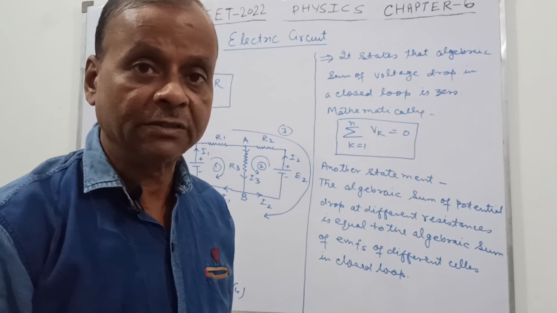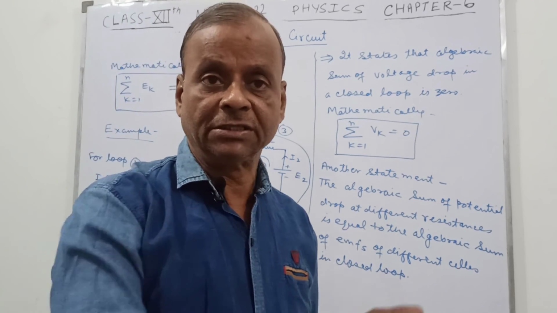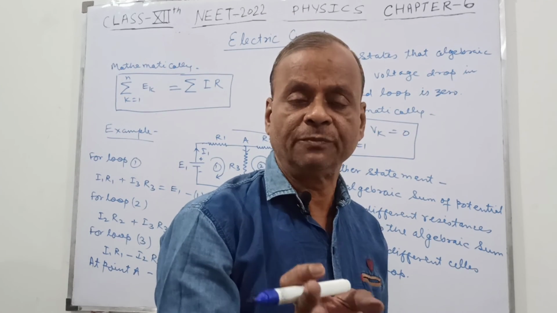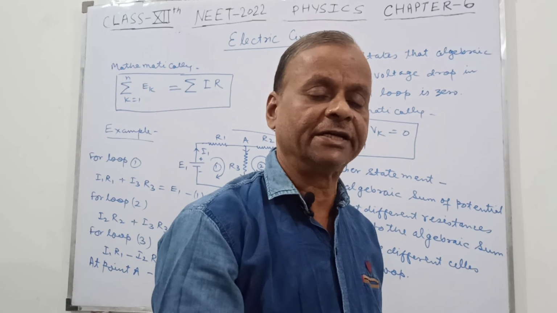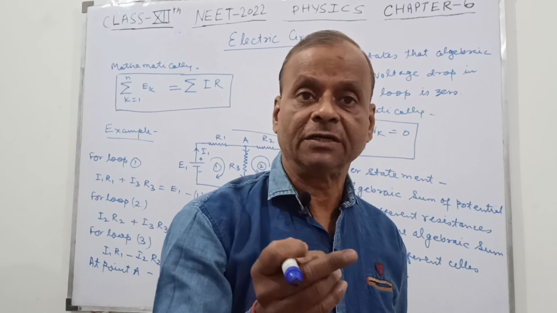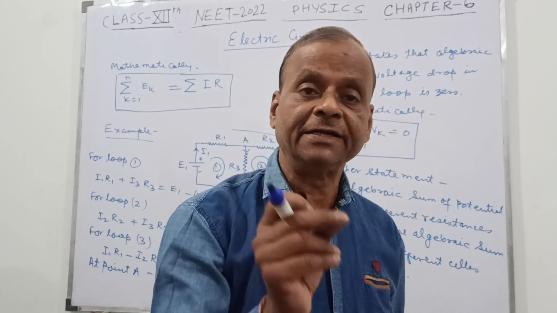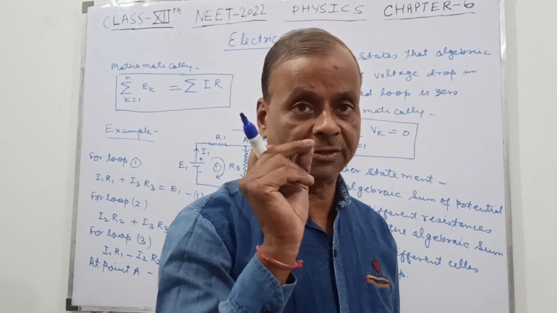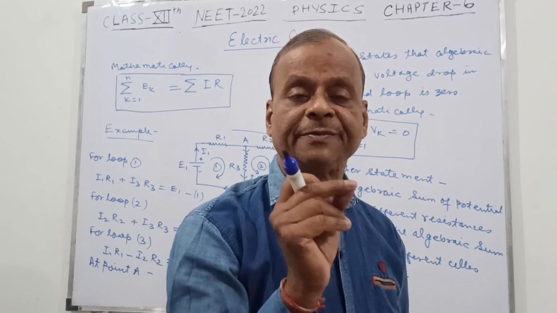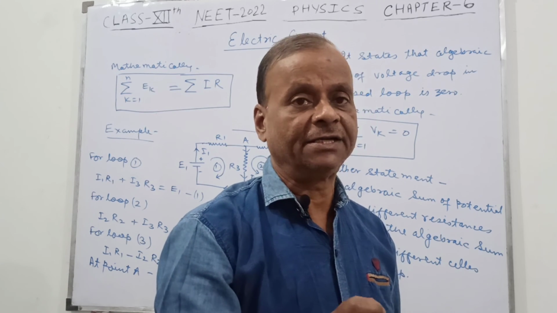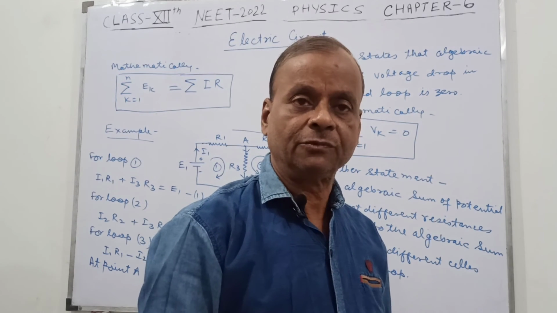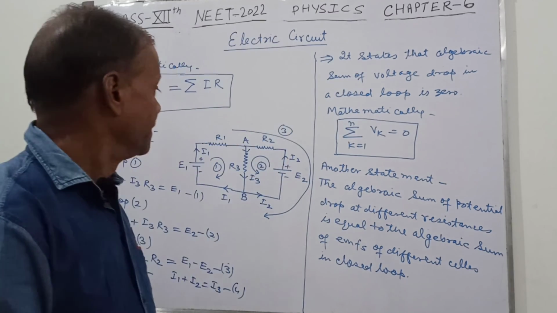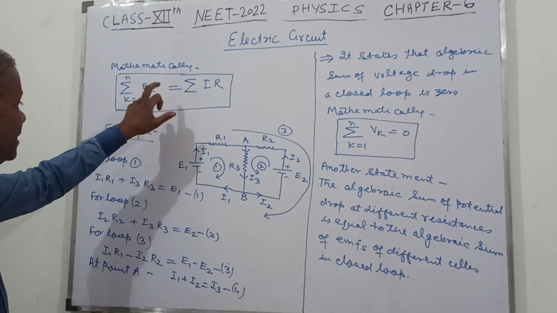Remember that if the current flowing in the circuit is in the preferred direction, then it is taken to be positive. If it is opposite to that, then it is negative. And in case of the cells, when the current enters at the negative terminal and goes away from the positive terminal, then EMF is taken positive. And if the current is from positive to negative, then it is taken to be negative. So this is the meaning here.